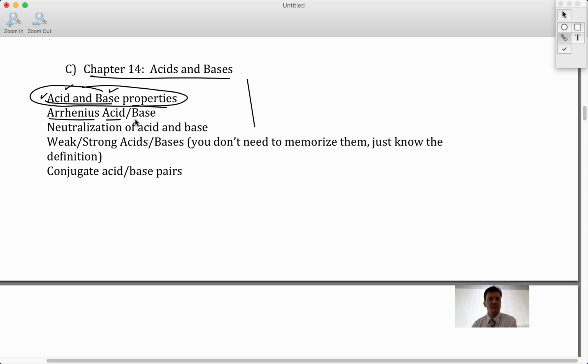An Arrhenius acid or base, you have to know how an Arrhenius acid or base is defined. An acid, according to Arrhenius, is one that produces or increases the concentration of the hydronium ion. And a base is something that when you put it into water, this is always in water, by the way, it is increasing the concentration of the hydroxide ion. Okay?